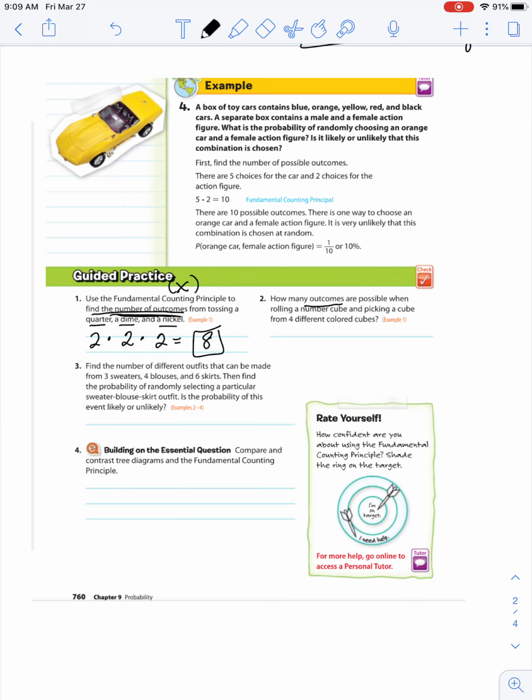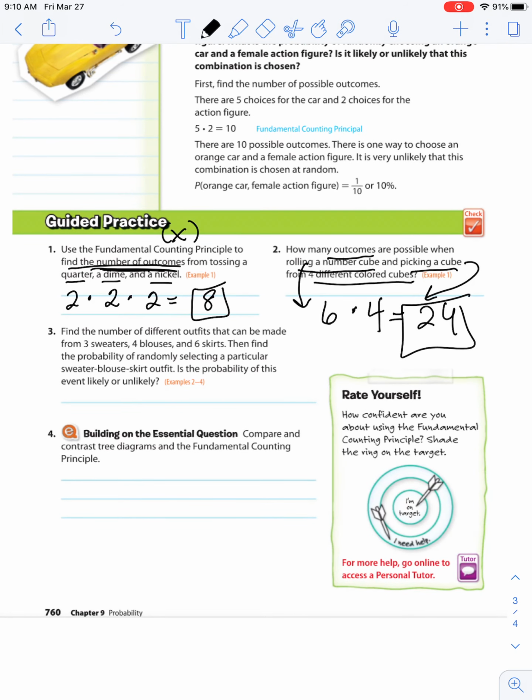Okay, number 2 is how many outcomes when you roll a number cube and pick a cube from 4 different colors. Okay, so when you roll a number cube, there's 6 different outcomes, and then we're going to pick a colored cube and there's 4 different colors. Multiply those together and we get 24. So 24 outcomes. So again, outcomes, whole number, and we get it just by multiplying.